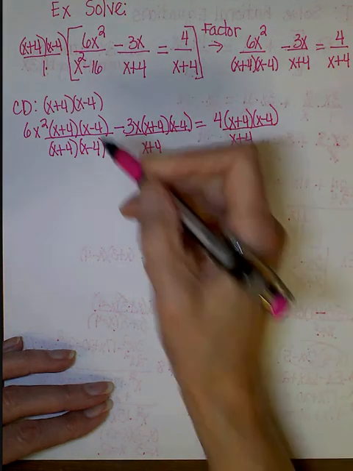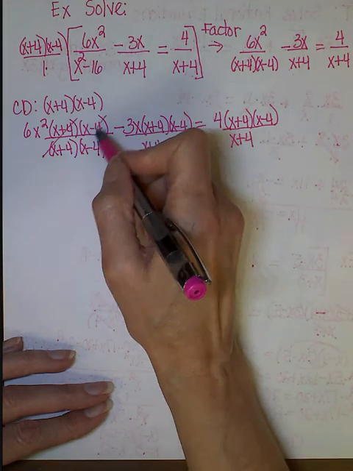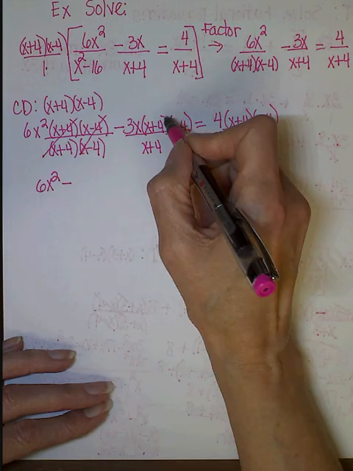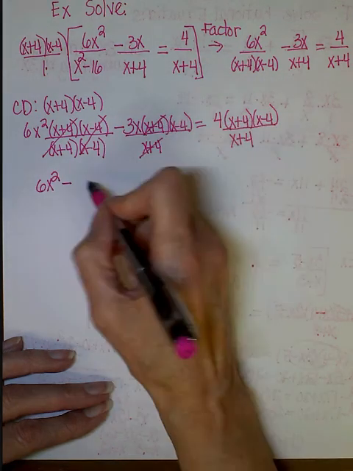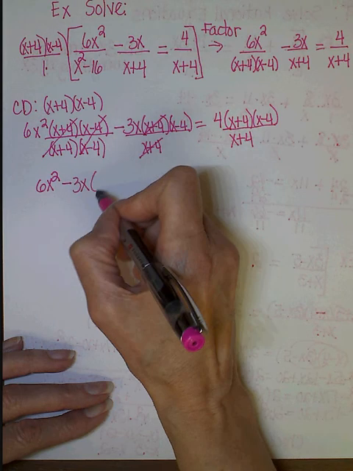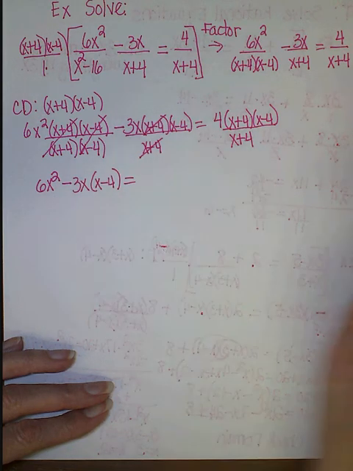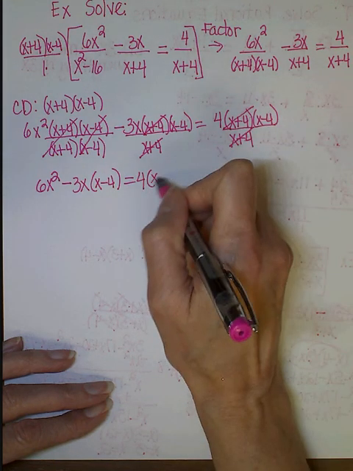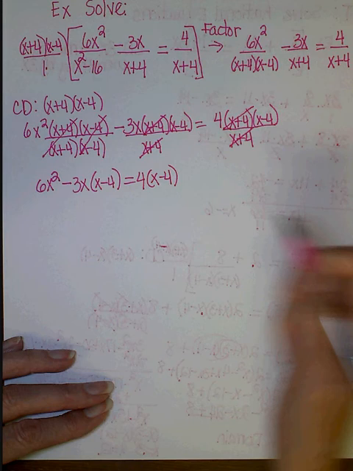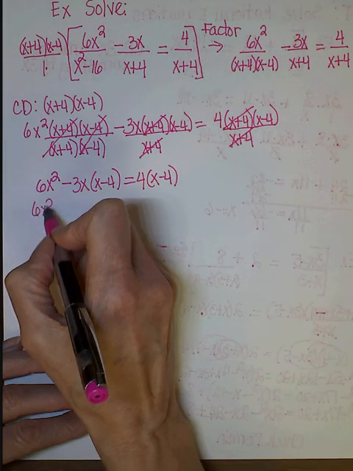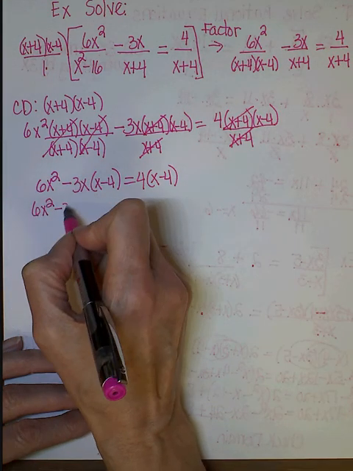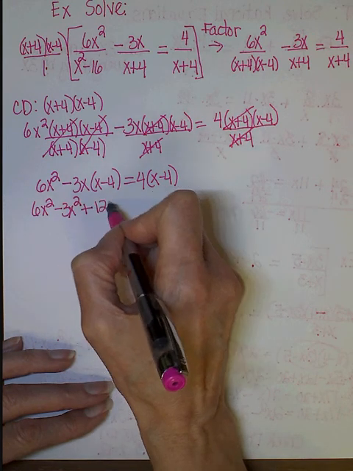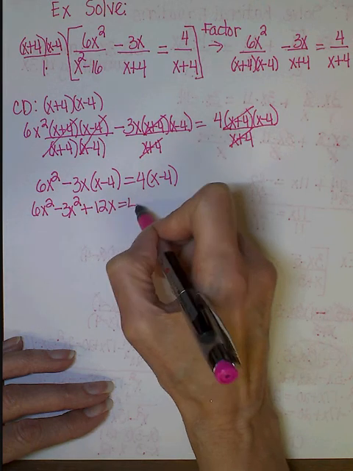Alright, now that will reduce and that will reduce because they're just 1. So I get 6x squared. And then these will reduce. And then here my x plus 4s will reduce. Okay, so let's clean it up. Distribute through the negative 3x. And then distribute through your 4.